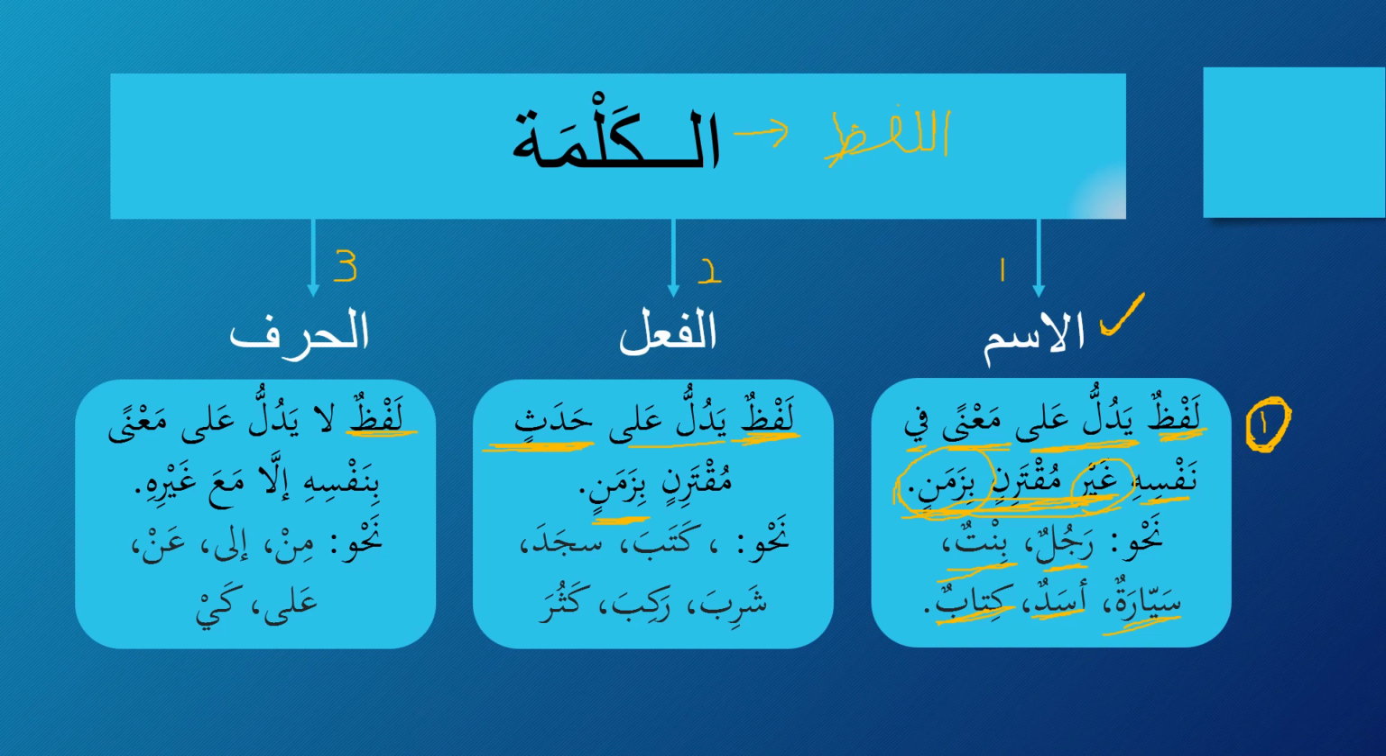So any lafzu, any kalima that you see that is yadullu, that is referring to an event which is related to time, we call it what? Al-fi'l, verb. The example of that is now kataba, he wrote. You can see he wrote. That means we are talking about an occurrence that has happened in the past. So this is a past tense verb now.